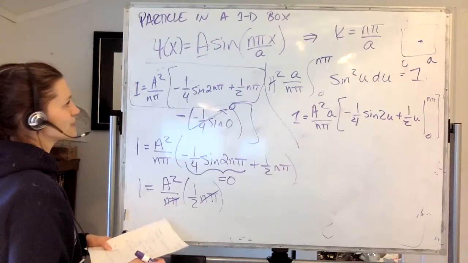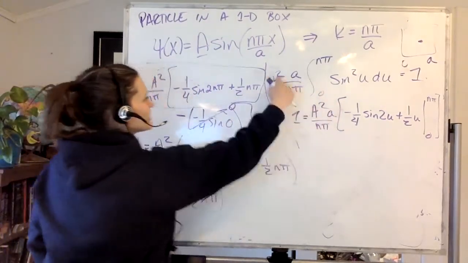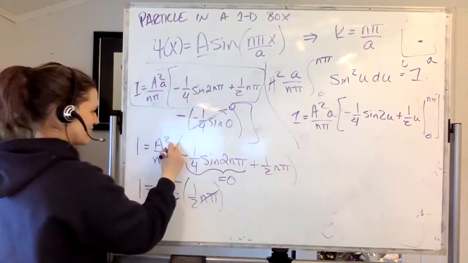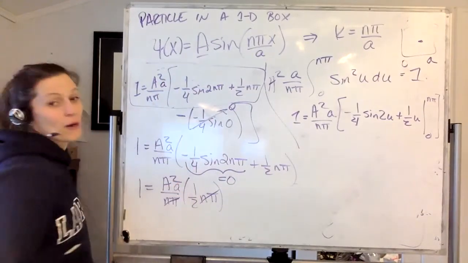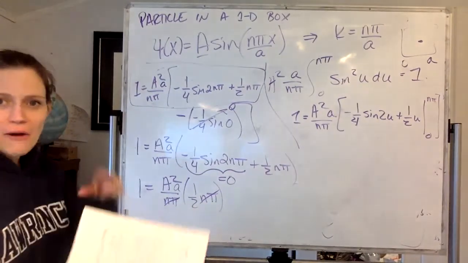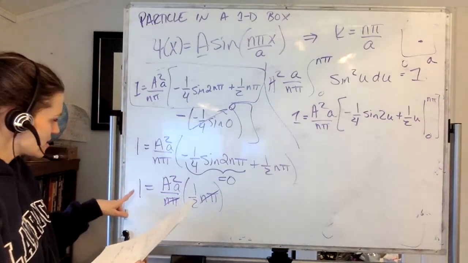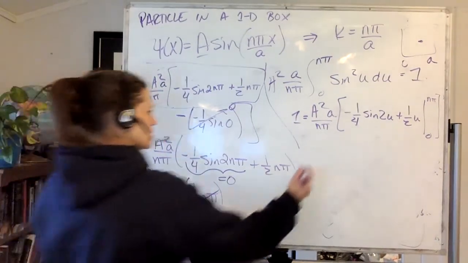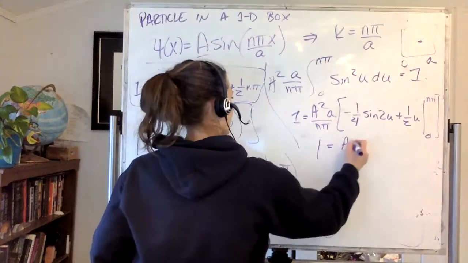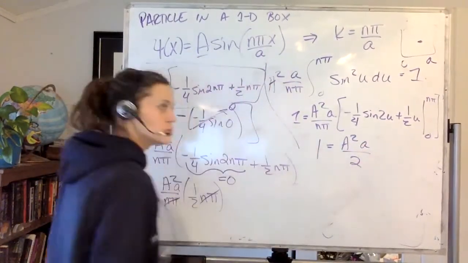I've lost an a somewhere. Oh, there it is. I've lost my little a. So this is big A squared times little a. There we go. That makes more sense. Now, see, I always lose something if I go rogue off the notes. Okay, so now let me rewrite this. 1 equals A squared, little a, divided by 2.